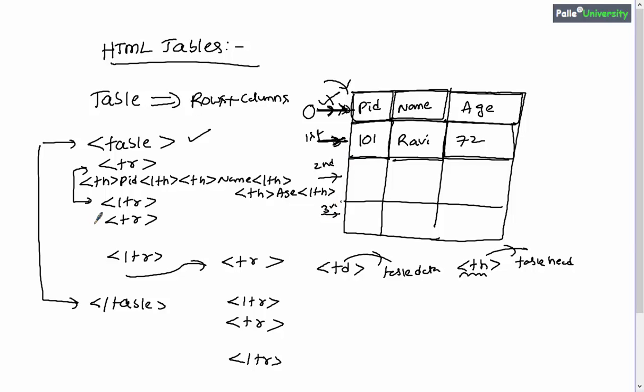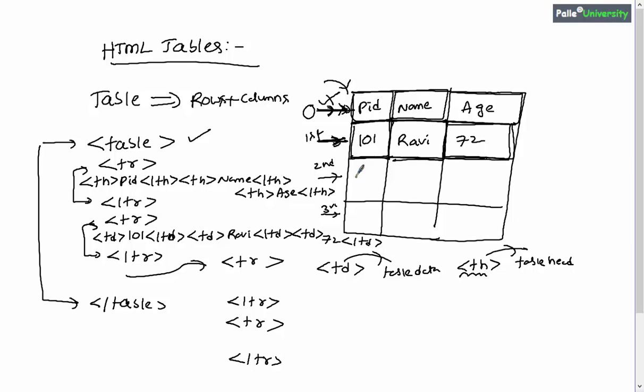In this row, in order to insert 101 into the first cell, we should create the first cell. How? You should use td, 101, end of td tag. Similarly, in the second cell I need Ravi, so I should write td, Ravi, and then end of td. And similarly, in the third cell we need 72. I should write td 72 end of td. Similarly, you can write some more data also.